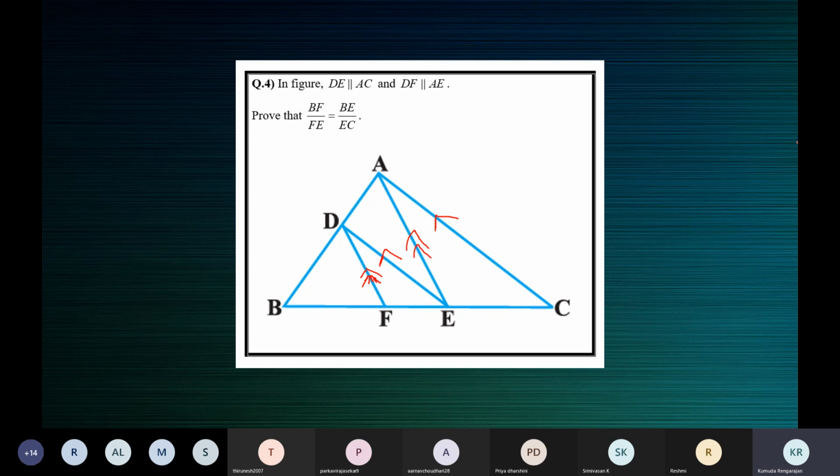All of us can get it. Just take up the triangles, children, where you have parallel lines. You have to take two different triangles. Apply BPT. Whenever you have a set of parallel lines, apply BPT. So take up the correct triangles, apply BPT, you will get two proportions. Compare the proportions, you will get this result. That's all.